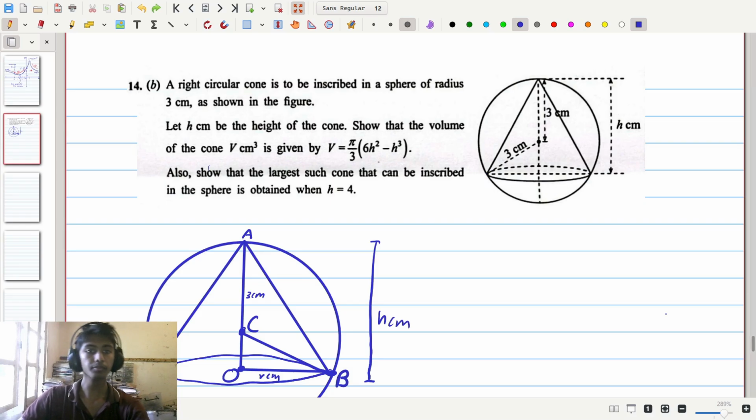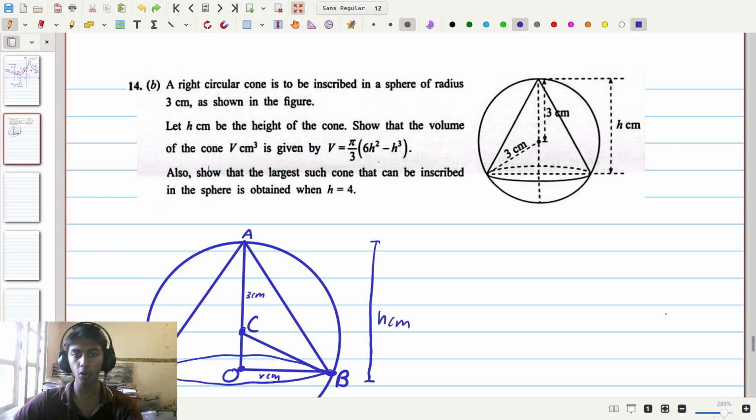Now given this, they say, let h centimeters be the height of the cone and show that the volume of the cone V centimeters cubed is given by V equals pi by 3 times (6h squared minus h cubed). Now here we can see in this formula for the volume there is no radius.